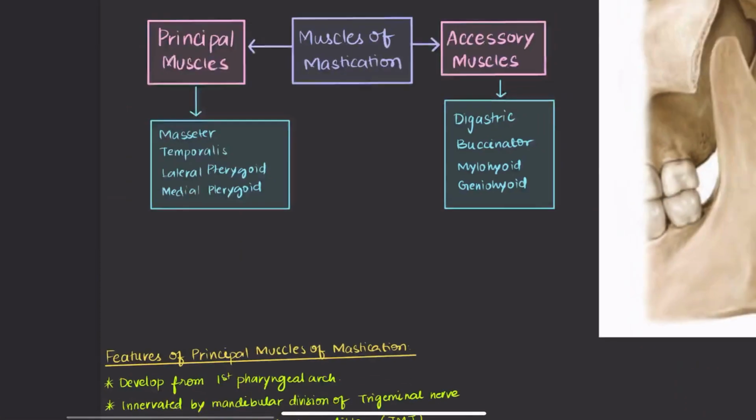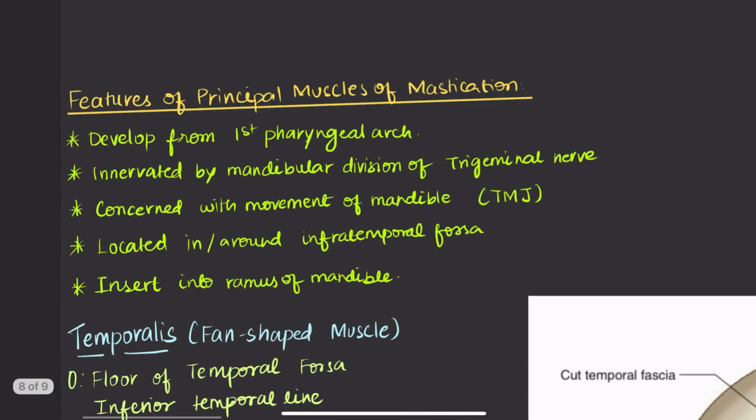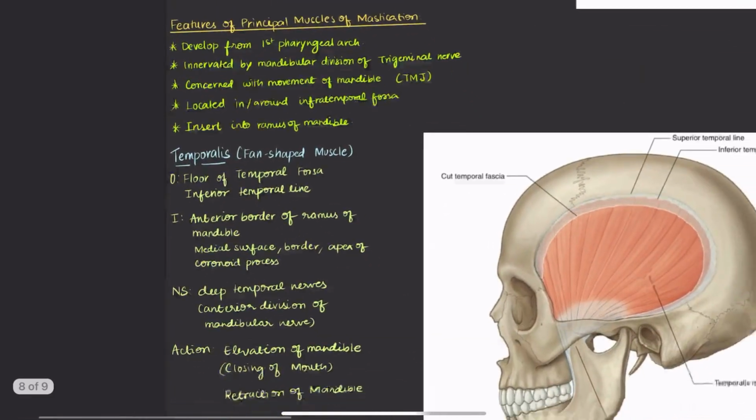Right. So the features of the principal muscles of mastication: they all develop from the first pharyngeal arch, and they are innervated by the mandibular nerve, which is a branch of the trigeminal nerve. They bring about a movement of the mandible by moving the temporomandibular joint. They are located in and around the infratemporal fossa, and they all insert into the ramus of the mandible. So let us begin with the first muscle, temporalis.